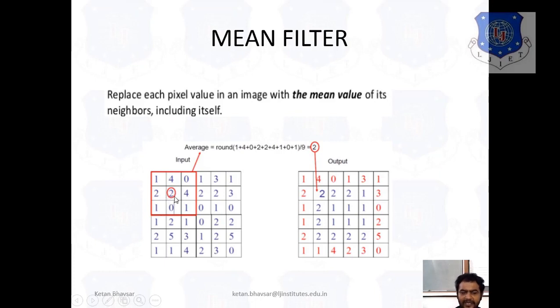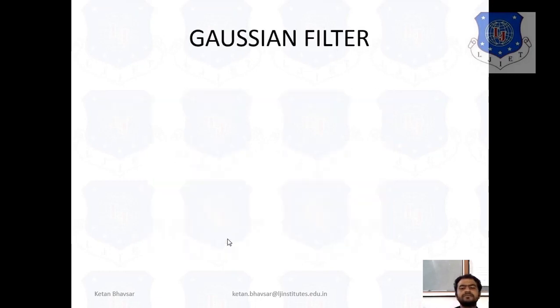Suppose you have to calculate the value of this particular pixel, then we have to take an approximate average over this particular mask. So 1 plus 4 plus 0, 2 plus 2 plus 4 plus 1 plus 0 plus 0, divided by 9, is equal to 2. So we put the value here. Similarly, you can calculate this for all the pixels and try to maintain an average value in terms of the mean filtering. So this is also very popular when we discuss the different types of filters.